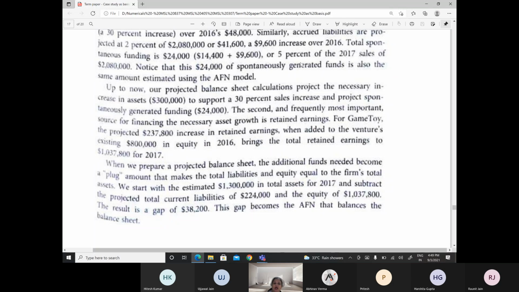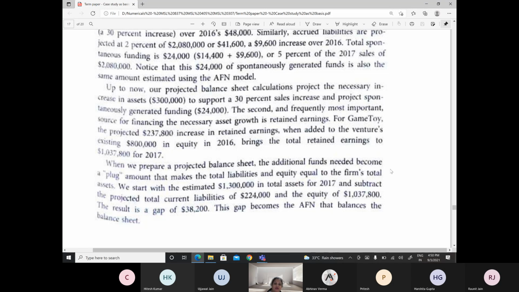So when we prepare a projected balance sheet, the additional funds needed becomes a plug amount that makes the total liabilities and equity equal to the firm's total assets. Very important. You will have a plug amount where you'll need to balance the liabilities and assets in the balance sheet, and this plug will be the additional funds needed, indicating that you need more financing.